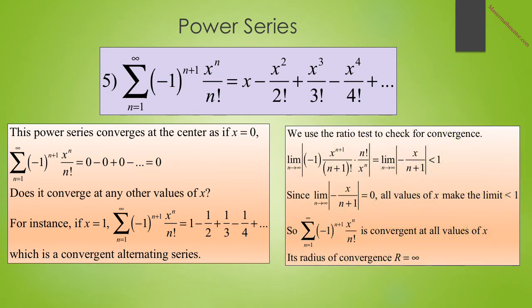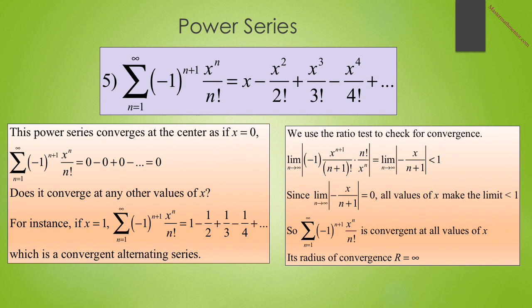Again, because of the factorial, we will use the ratio test to check for convergence. We look at the limit as n approaches infinity of (-1)^(n+1) x^(n+1) over (n+1) factorial, divided by x^n over n factorial, which is multiplying by n factorial over x^n. And that becomes the limit as n approaches infinity of the absolute value of negative x over n plus 1. And we know that has to be less than 1.